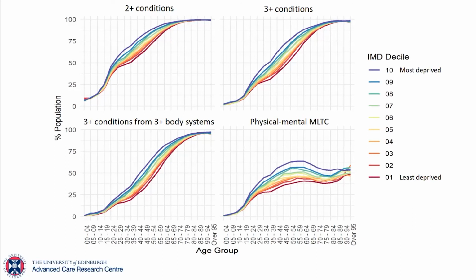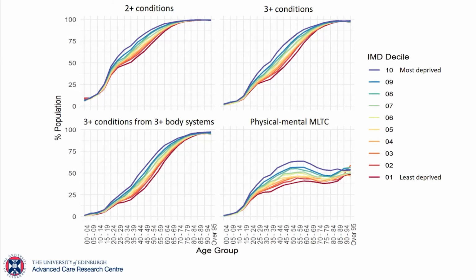So top left is 2+ conditions, and so that's kind of normal multimorbidity. If you move over to the top right, then that's 3 or more conditions, and so you get lower prevalence, but the shape is very, very similar, and the social gradient's very similar. If you move to 3 or more conditions from 3 or more body systems, then again, the prevalence is lower, but the shape and everything else is not that different. If you look at multimorbidity in a very different way, which is do you have physical mental multimorbidity, you get a very different shape, and you also get a much bigger social gradient.